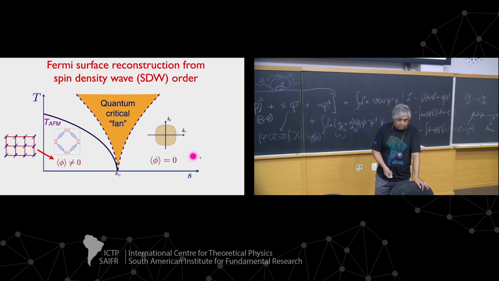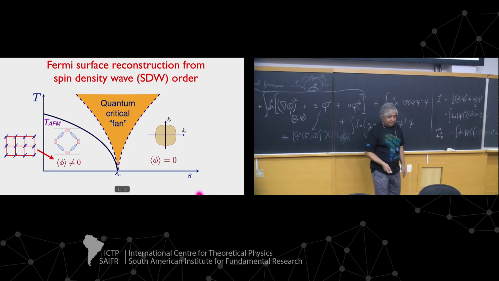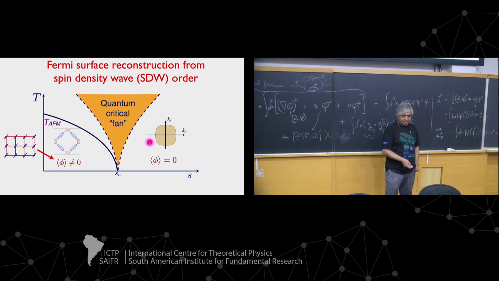As you tune the parameter S, at large S you have the Fermi surface of size 1 plus P, and at small S you have these holes of size P. Here phi is not condensed, and here phi is condensed. We've been studying what happens near this point, exactly what we did on the honeycomb lattice, but it's a much richer story.